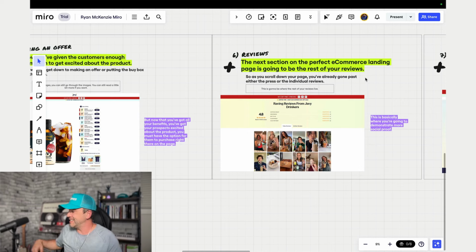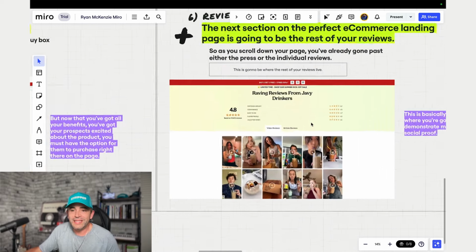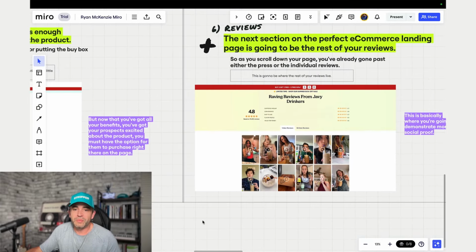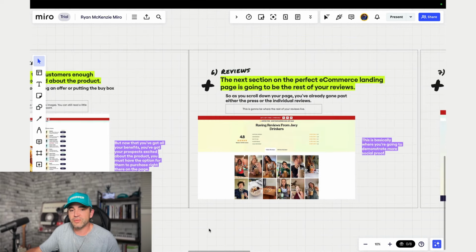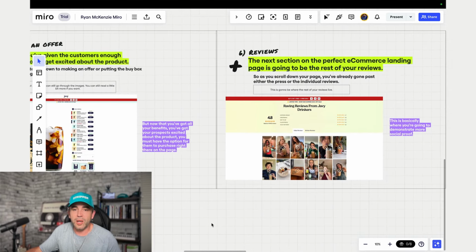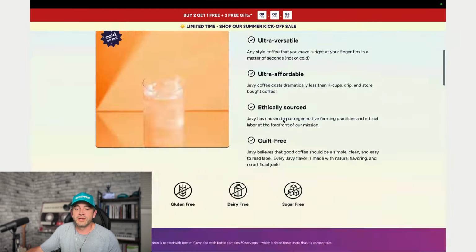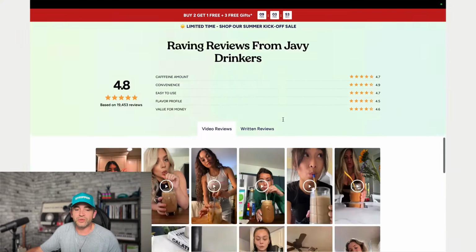So number 6, the 6th critical element is reviews. You gotta have reviews. You gotta have social proof. You need to have people understanding that they're not the first person out there. They've probably bought something from people and it was either a dropship product or it wasn't well thought out, but people respond to knowing that other people are using the product.